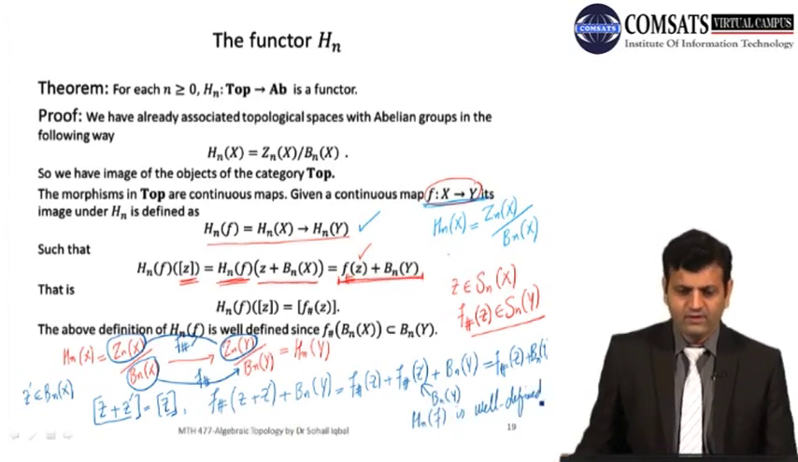So far we have images of objects of the category of topological spaces, and we have images of the morphisms of the category of topological spaces. So let's go further and try to prove other conditions to show that this Hn is in fact a functor.